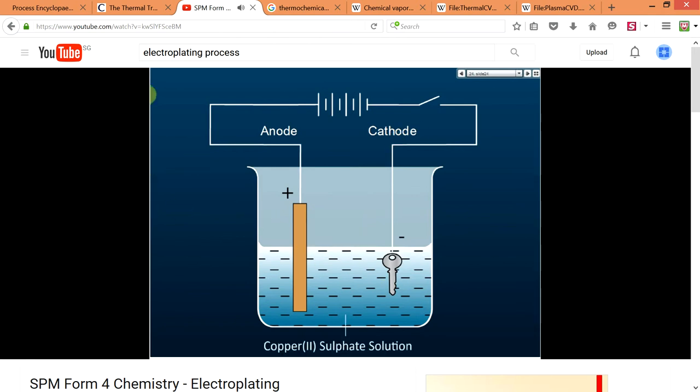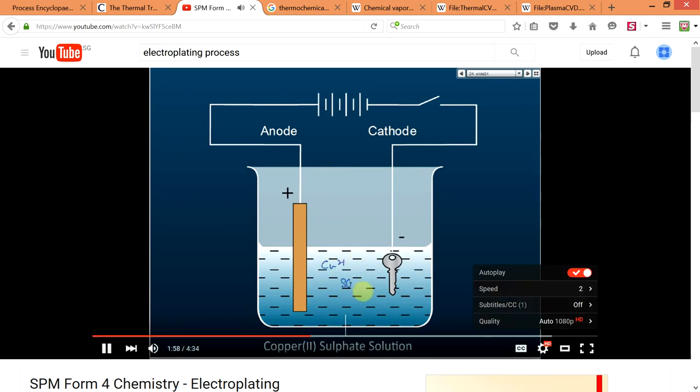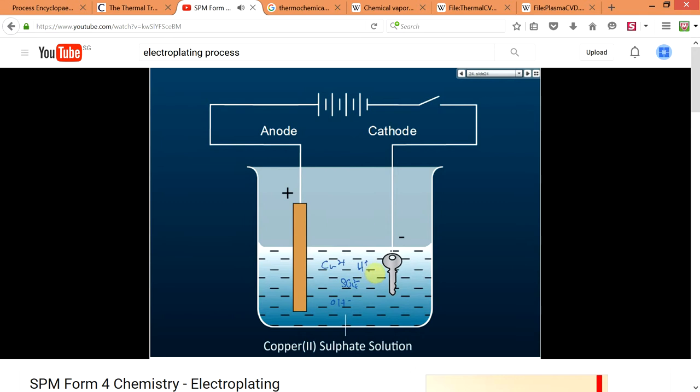Now can any of you tell me what ions are present in copper(II) sulfate solution? There are copper ions, sulfate ions, hydroxide ions, and hydrogen ions. So during electrolysis, the copper ions and the hydrogen ions will go to the cathode or anode? Copper ion is positive, so it will go to the cathode. So these two ions will go to the cathode. Now after these two ions go to the cathode.